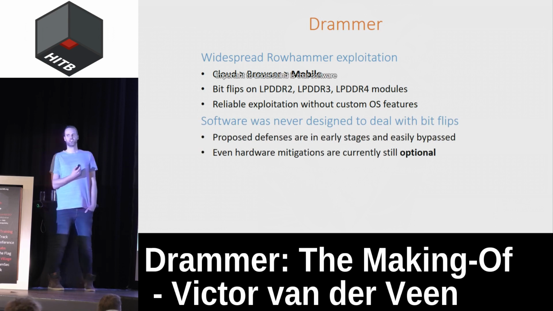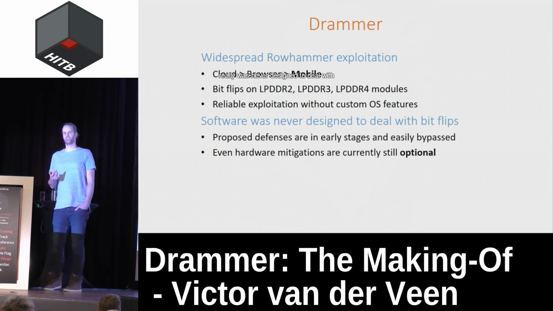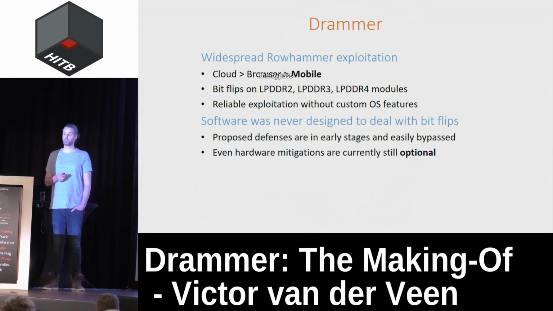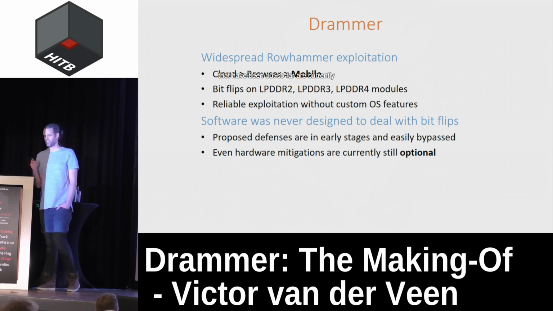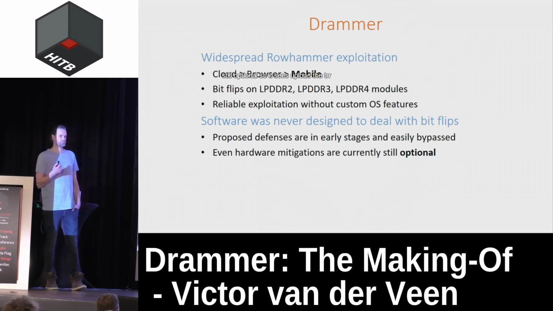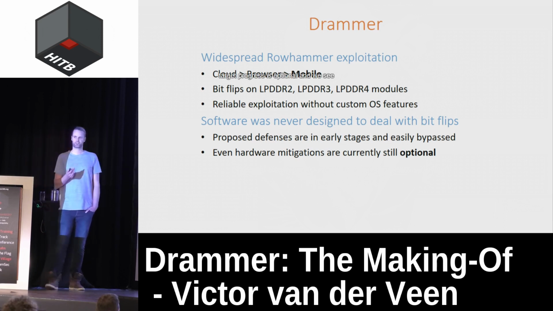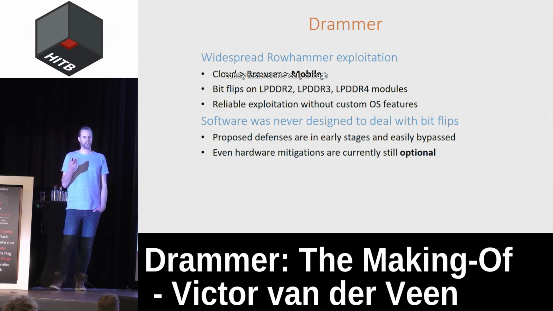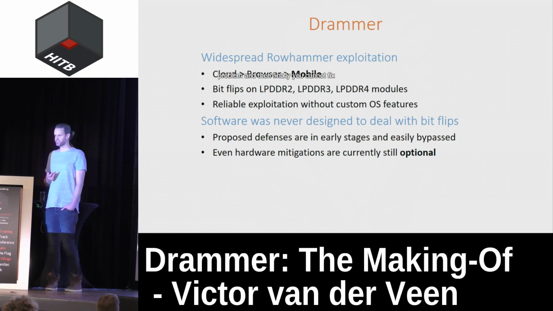What is important to understand is that software really was never designed to deal with Rowhammer bit flips. Proposed defenses so far are still in early stages or easily bypassed. And even hardware mitigations that have been out so far are currently still optional. So ECC is optional, TRR, target row refresh, is optional, and we see that mobile vendors are not very keen on adding these mitigations to the hardware because it will drain the battery faster. So it's really a tough problem.